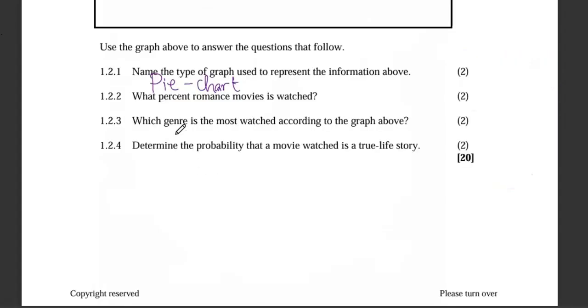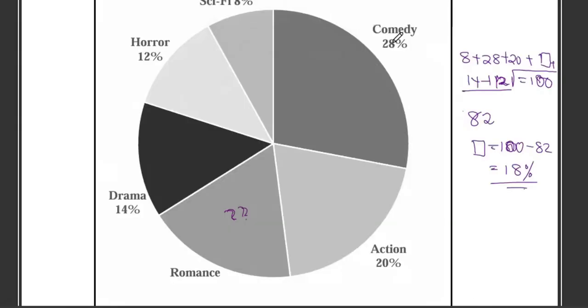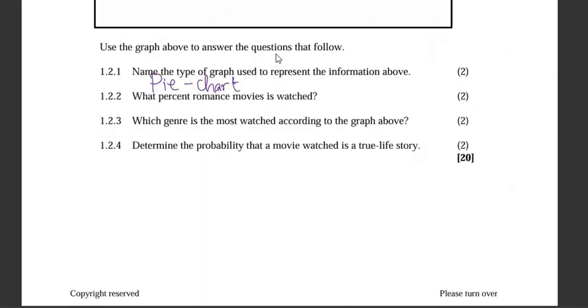Which genre is the most watched according to the graph above? The one with the highest percentage, which is comedy. So we come here and say comedy. Determine the probability that a movie watched is a true life story. It's 0.